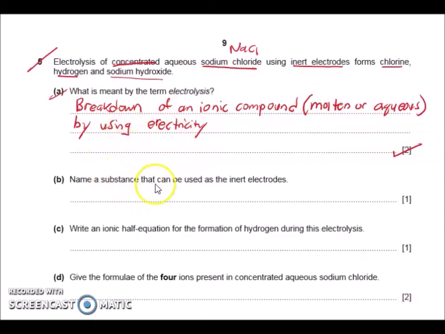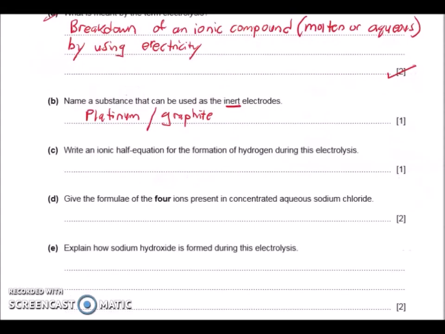Name a substance that can be used as an inert electrode. For this one we can use platinum. Your answer can be platinum, or you can also say graphite or carbon. Inert means it's stable, they do not react with the electrolytes. Now next we move on.